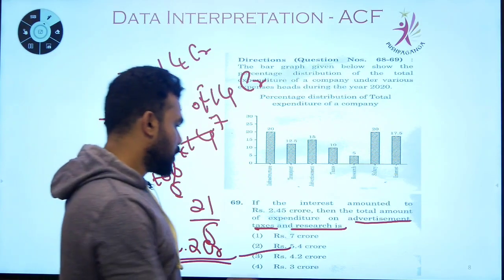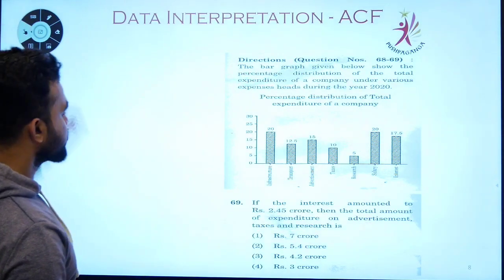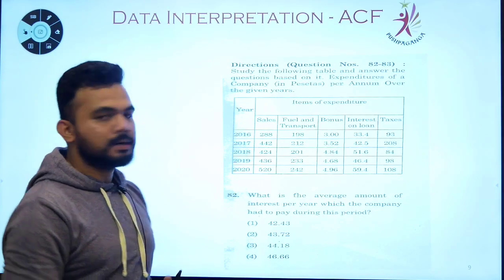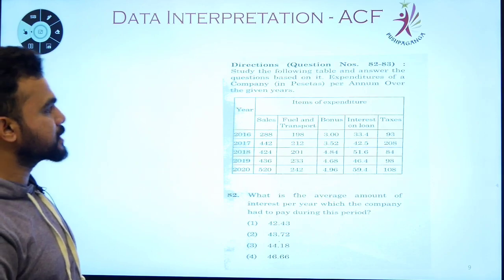The answer is 4.2 crores. So this is the answer for the 69th question, and we'll go with the next question. This is the topic based on the table. Study the following table and answer the questions based on it.